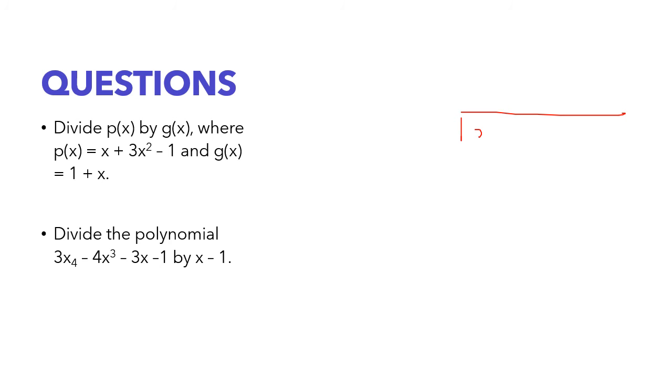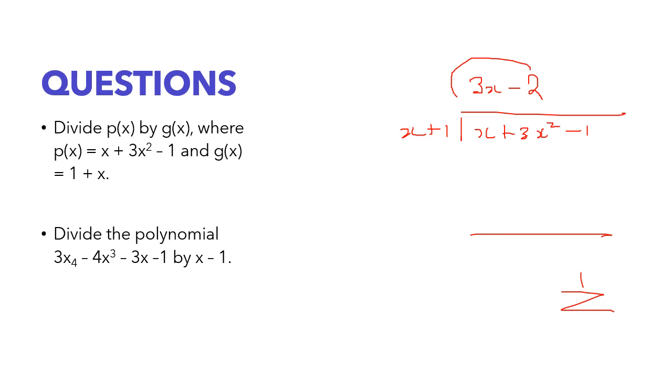So when you divide x plus 3x square minus 1 by x plus 1, you would be getting 3x minus 2, and the remainder will be 1. This is what we have found before. In that case, it's the same.